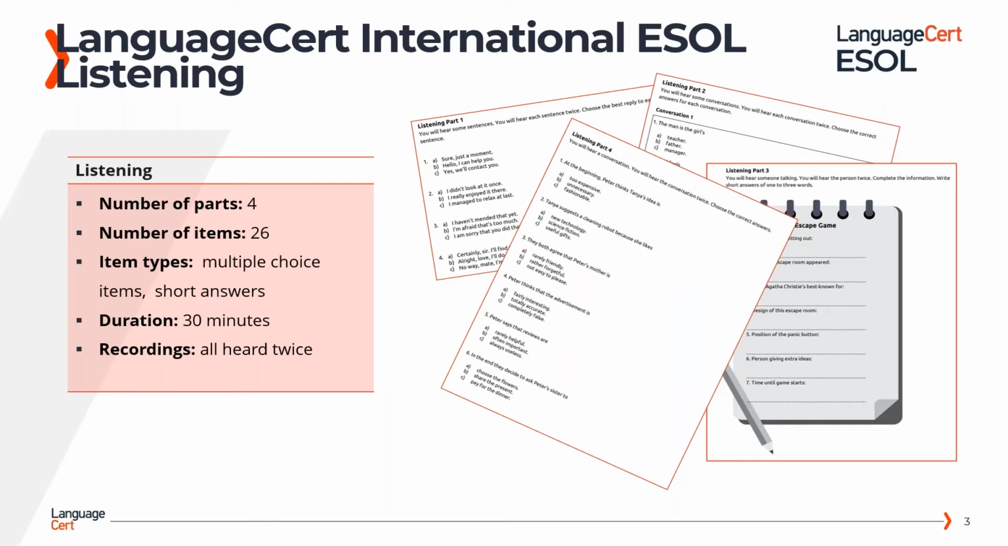The listening component of the B1 level International ESOL qualification comprises 4 parts and 26 items in total. Candidates need to respond to multiple choice items and also produce short answers. The duration of this section is 30 minutes, and all parts are heard twice. Now, a few more details about each part.